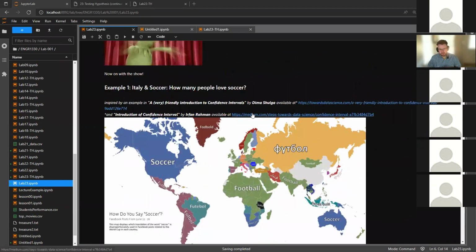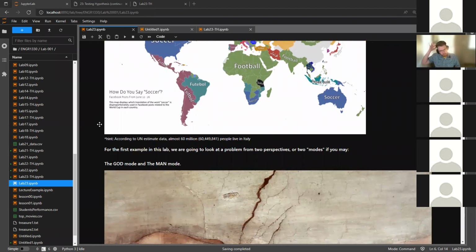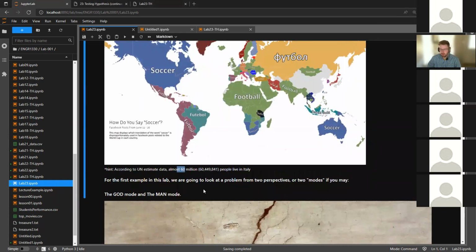So first example we have, we are going to talk about how many people in the nation of Italy love soccer. Well, how many people are there in Italy? We're going to use the number 60 million. So the real question, how many people in the 60 million population like soccer? They either do or they don't. There's no in between. Now there is an actual number of the 60 million people who like soccer, but we don't know what it is. The number exists, but it is impossible from our perspective to know.